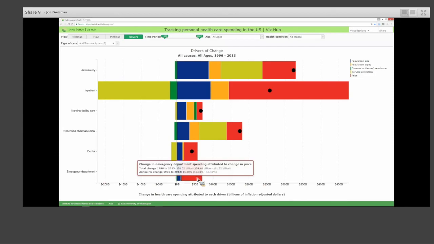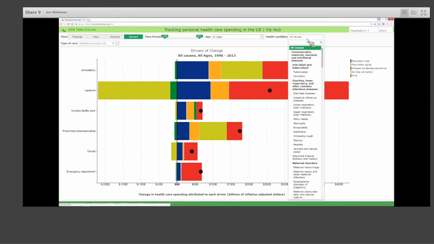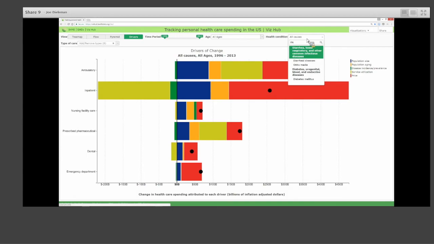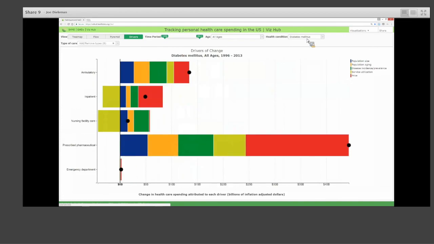Last thing I want to show you is that we can look at this by cause. And so again, if we want to focus on diabetes because it's the disease that increased the most, you can click this button and see where the increases in spending on diabetes are. And you can see in the case of diabetes, the major increase is really due to pharmaceutical spending on diabetes.